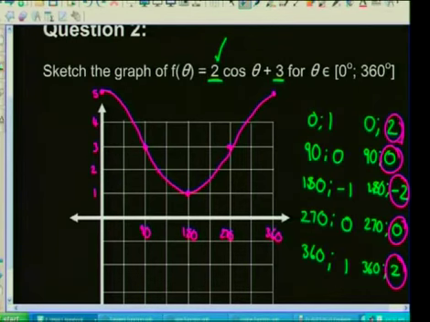And there we go. Just like that, we now have f of theta. And we finish off by labeling. So we would say f of theta is equal to 2 cos theta plus 3. And it's as easy as that. If you follow the steps, in other words, if you know what that standard function looks like, it is no problem if you also know what the effects of a and q are.